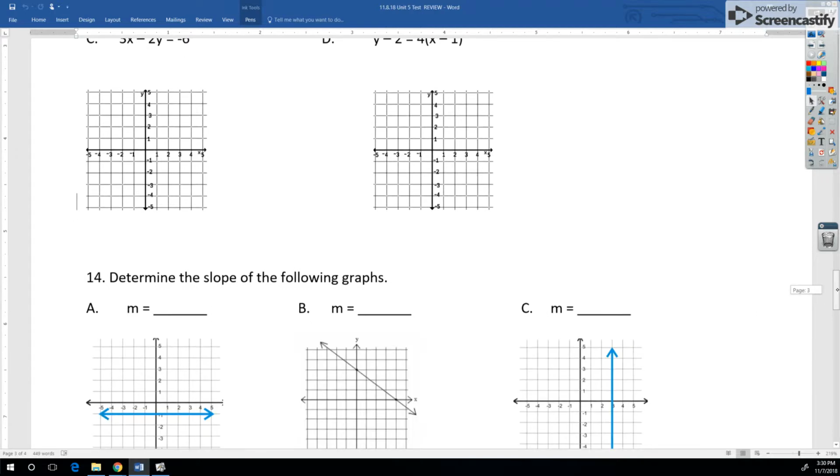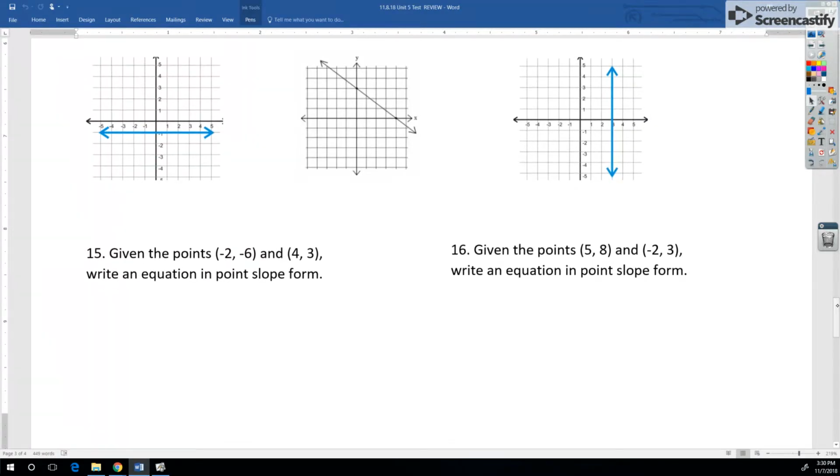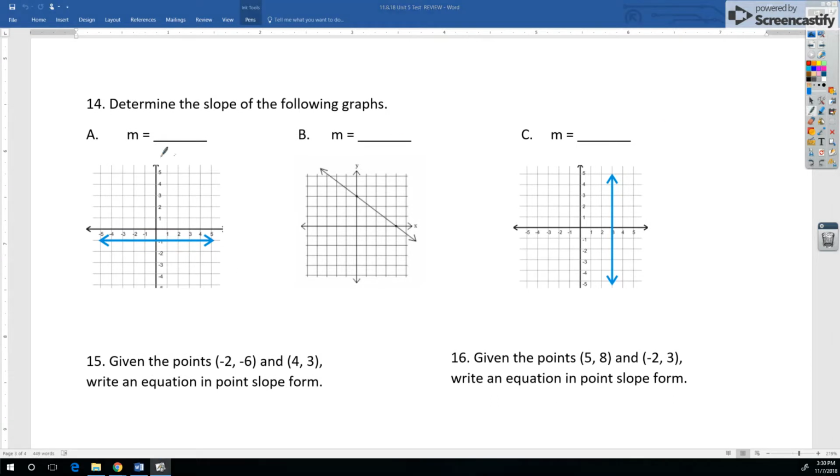Okay, determine the slope. In number 14, we have a horizontal line. My slope is 0. In C, I have a vertical line. My slope is undefined. And I'm going to have to count this one out. So I see some dots on here, some lattice points that I can use. So 1, 2, 3, down 3. To the right, 1, 2, 3, 4.